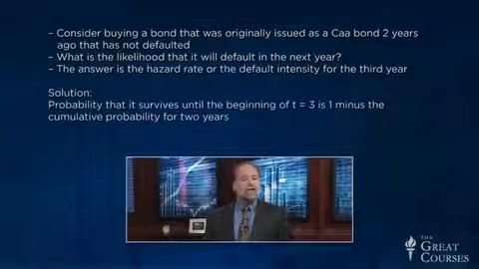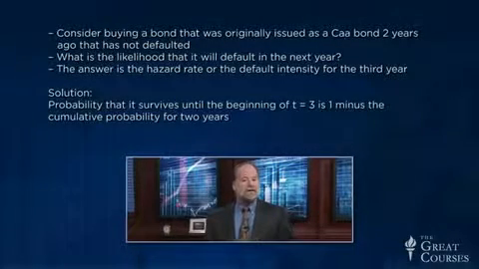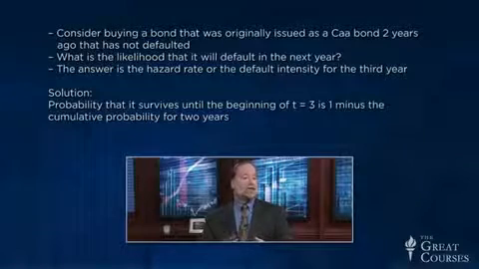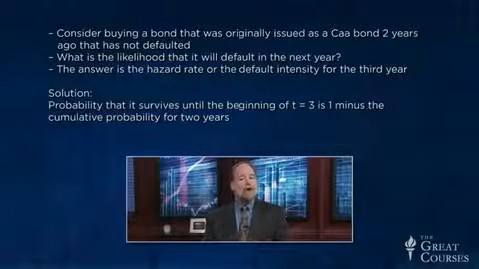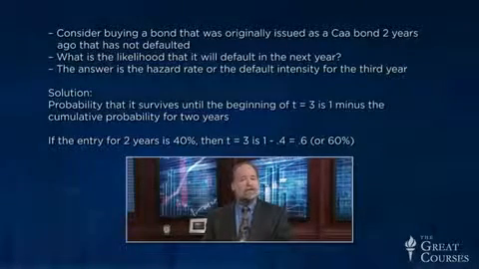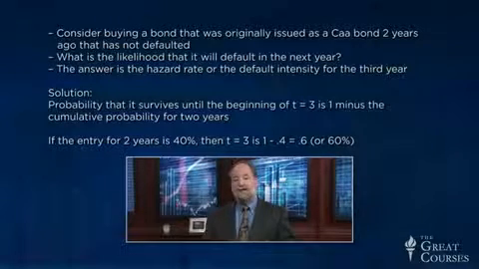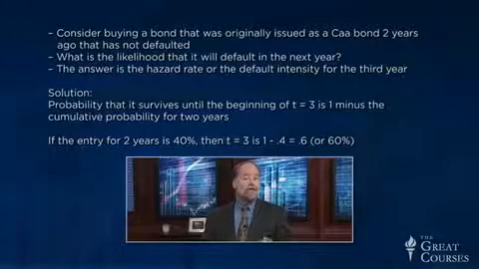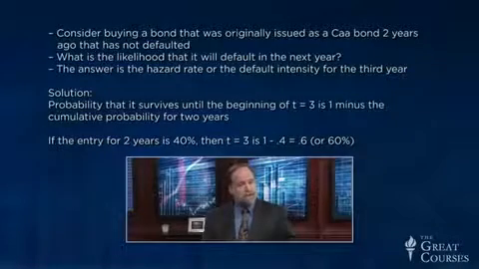To answer this question, realize that the probability that it survives until the beginning of the third year is simply 1 minus the cumulative probability for 2 years. In the CAA case, if the cumulative entry for the 2 years is 40%, then the probability it survives until t equals 3 is 1 minus 0.4, or 0.6, or 60%.